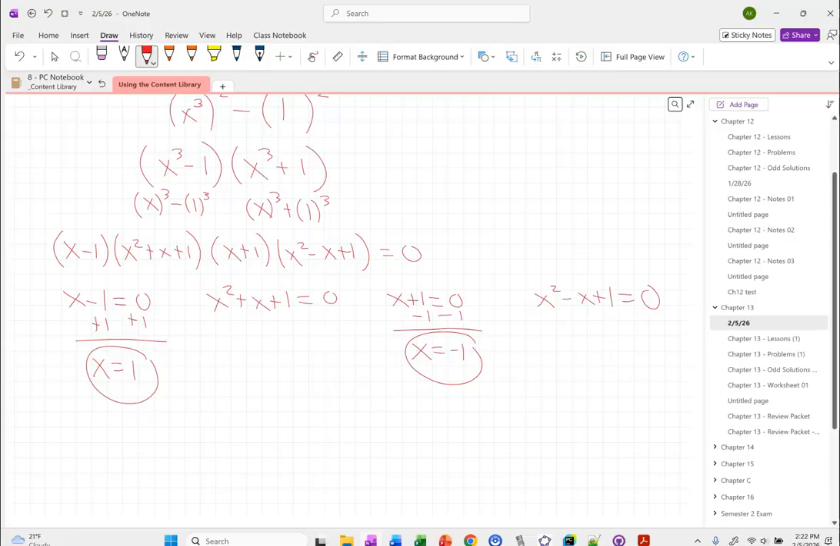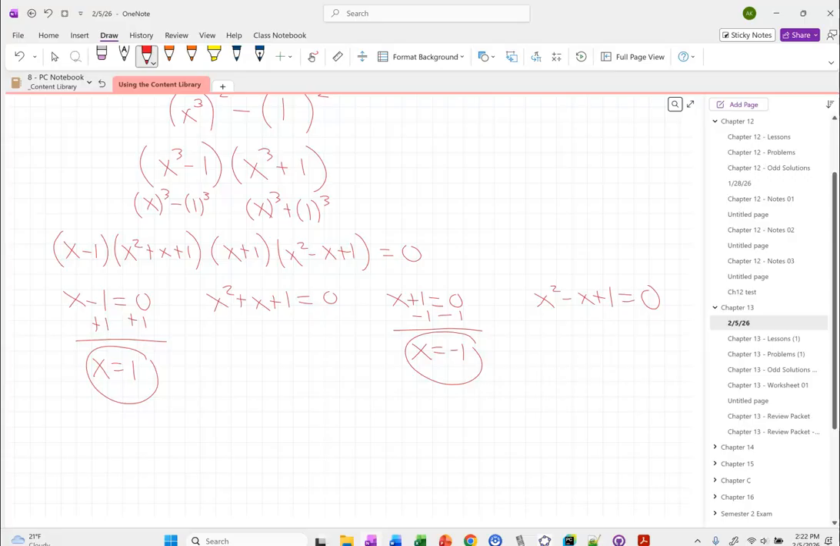Any questions on how I did those? Lord help me, right? How am I gonna solve x squared plus x plus 1? Three terms. Well, okay, you want to try to factor that. What are two numbers that multiply to give me 1 and add to give me 1? Doesn't work. How do I solve a quadratic if I can't factor it?